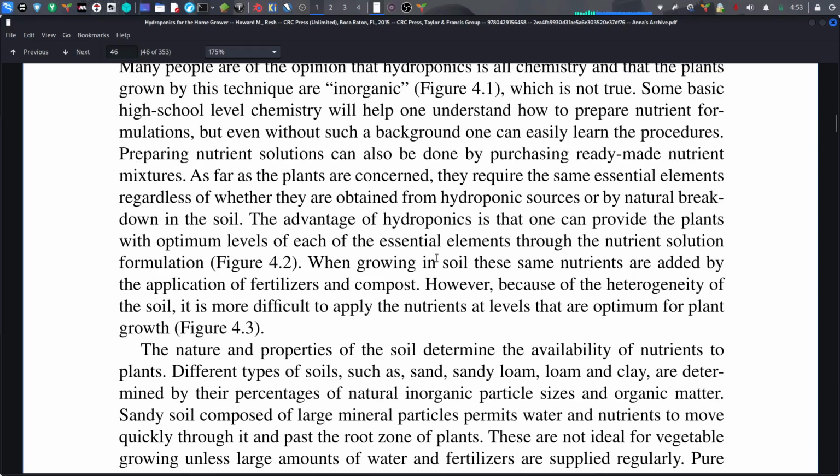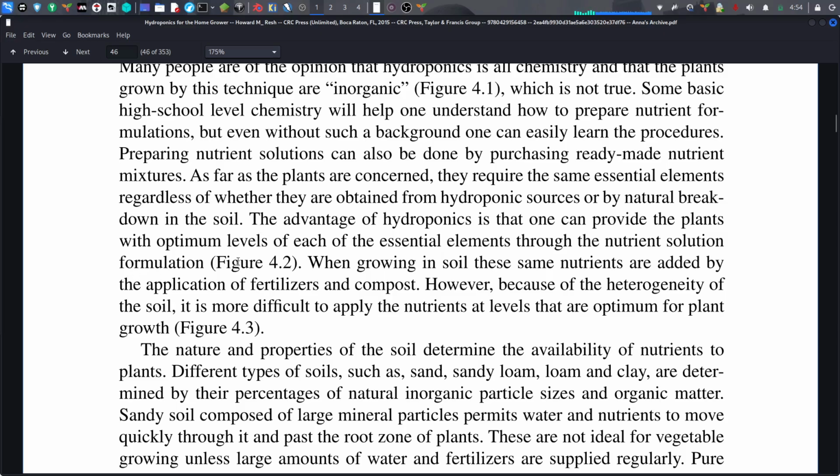The advantage of hydroponics is that one can provide the plants with optimum levels of each of the essential elements through the nutrient solution formulation. When growing in soil, these same nutrients are added by the application of fertilizers and compost. However, because of the heterogeneity of the soil, it is more difficult to apply the nutrients at levels that are optimum for plant growth.